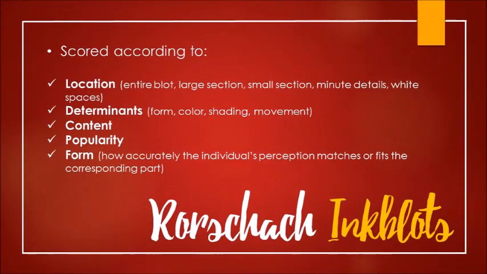A system has also been devised for ease of scoring. So the responses are scored according to location, meaning where in the ink blot or where in the card did the client or test taker see the image that he or she is referring to. Is it the entire blot, a large section of the blot, only a small section of it, or the minute details? For some people, they are able to interpret two small dots in the entire blot as something. Or some people also can see images in the white spaces.